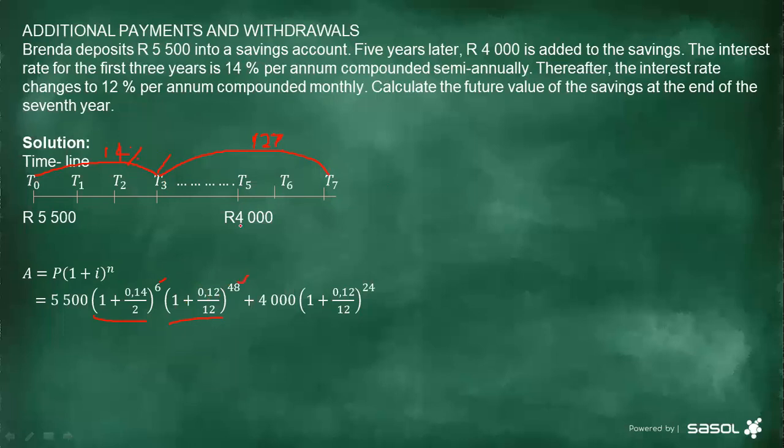Then plus, because this money was added to the savings, which is 4,000, open 1 plus 0.12 over 12. From T5 to T7, this is 2 years. 2 times 12 is 24. Then just put everything on your calculator. It's going to give us 18,386 and 28 cents. That is the amount of money Brenda will accumulate after 7 years.